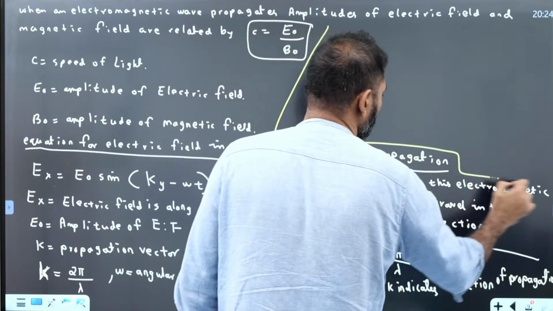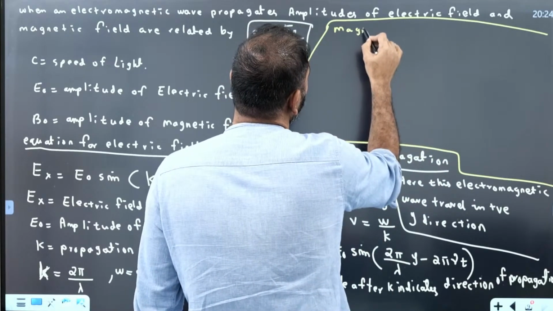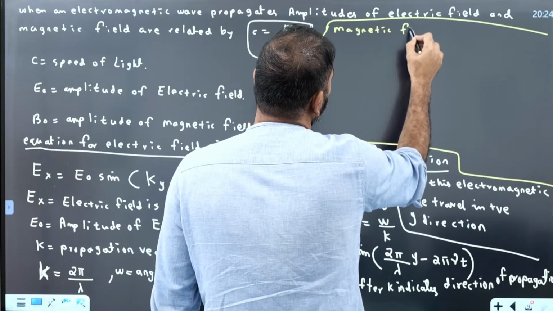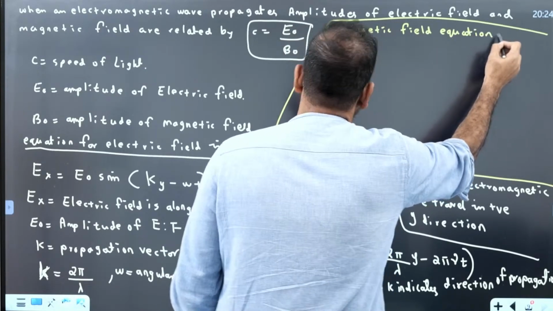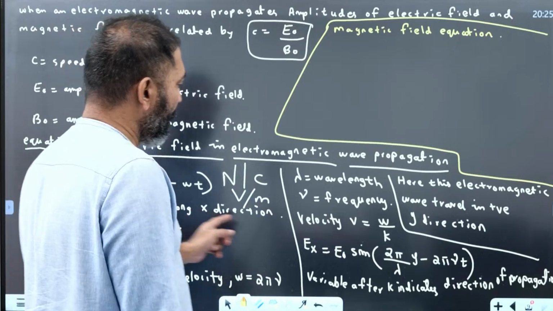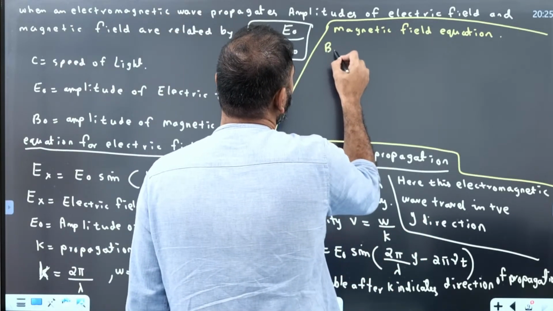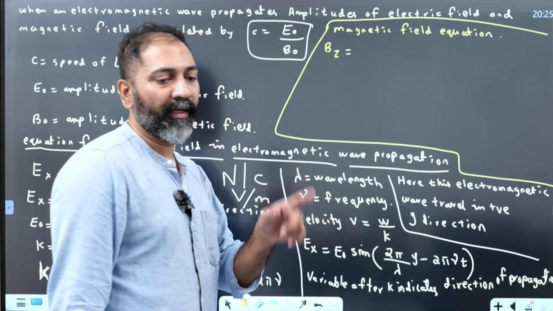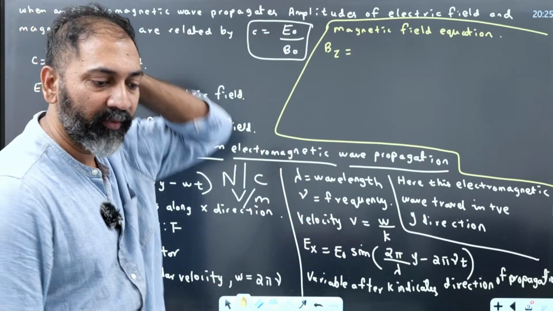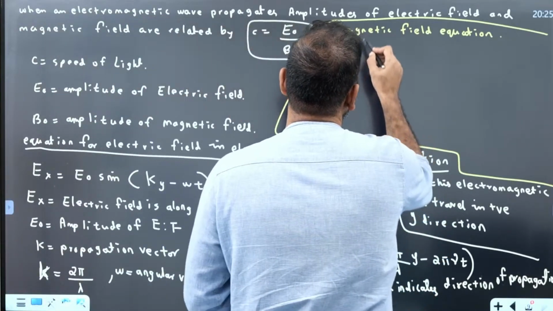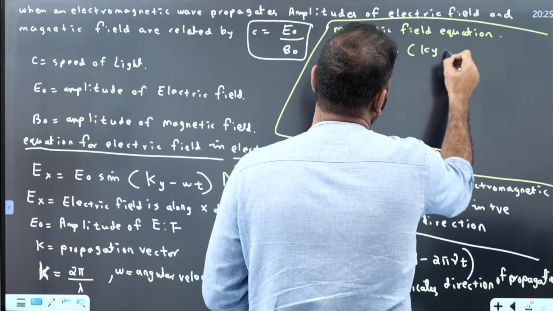See, magnetic field equation will be what? See, electric field is along x direction, direction of propagation is along y direction, so magnetic field has to be what? Z direction, because during electromagnetic wave propagation, electric field, magnetic field and direction of propagation are all mutually perpendicular. So Bz is equal to B0 sin (ky minus omega t).